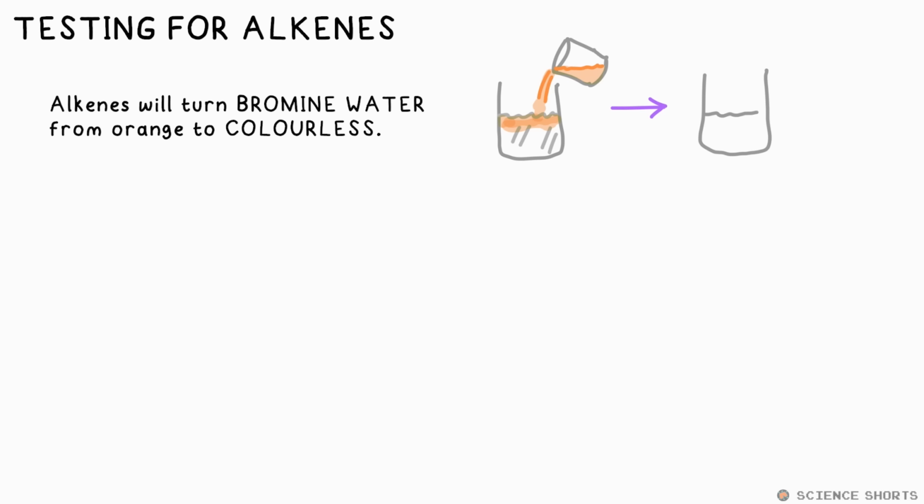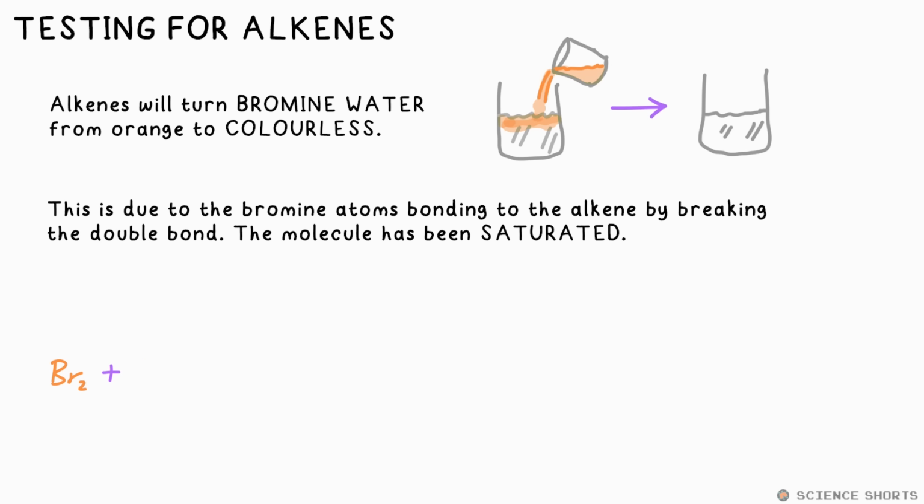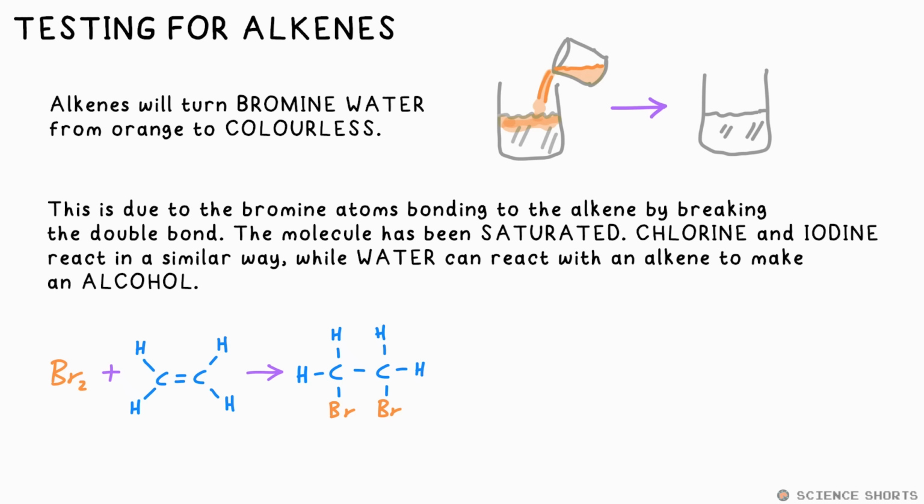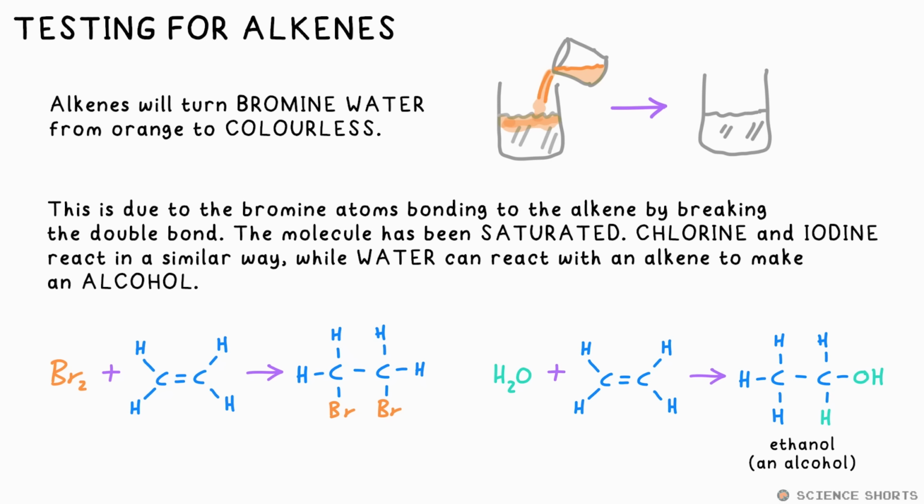If the mixture turns colorless, that means that the bromine has bonded to the alkene. For example, it bonds to ethene by breaking that double bond into single bonds used to attach the bromines. This product is saturated, as you can hopefully see. This can't happen with an alkane, as it's already saturated, of course, so it stays orange. Chlorine and iodine do a similar thing, but water can also saturate an alkene by attaching itself as an H and an OH functional group. We've now made an alcohol, by the way.